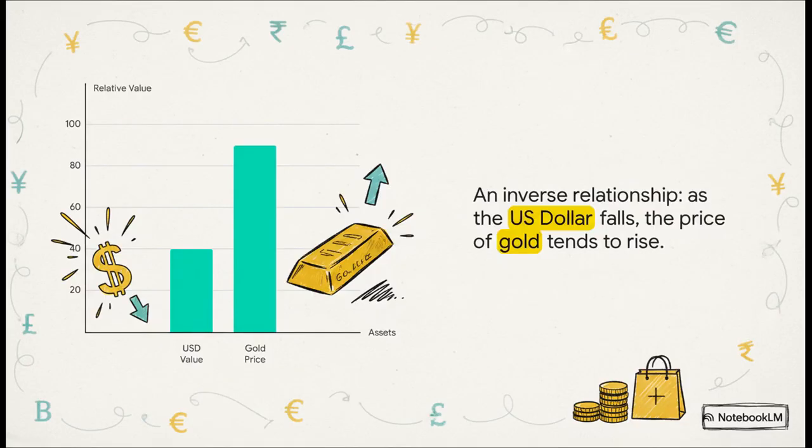And here's how that seesaw works. Imagine the US dollar gets weaker. All of a sudden, for someone buying gold with, say, euros or yen, gold just got cheaper. And when something gets cheaper, what happens? More people want to buy it. That extra demand tends to push the price of gold up. It's this classic inverse relationship. When one goes down, the other tends to go up.